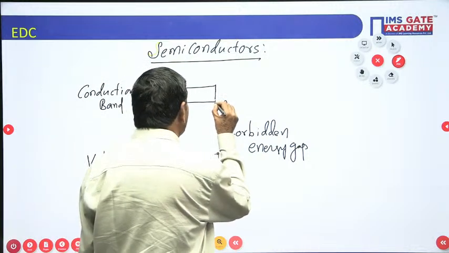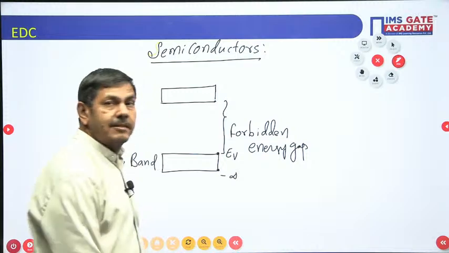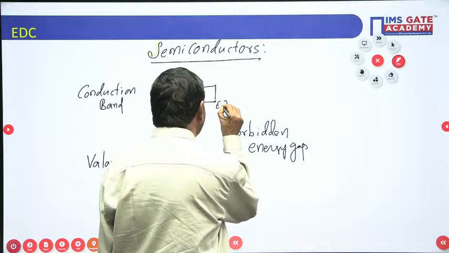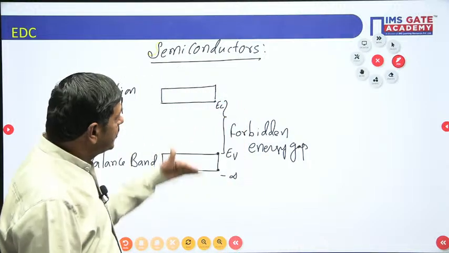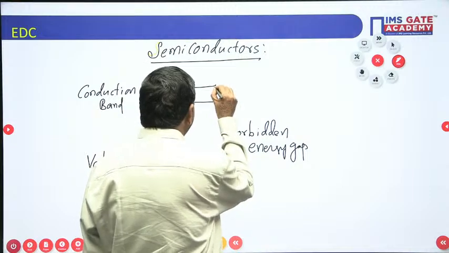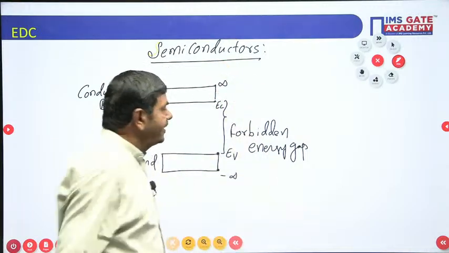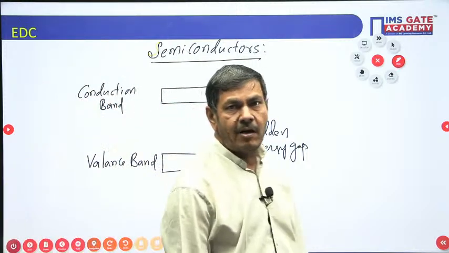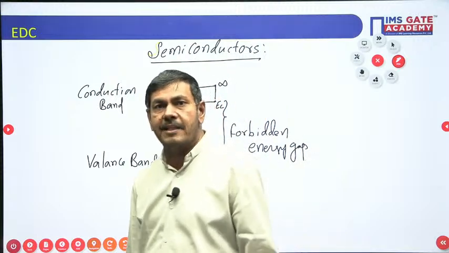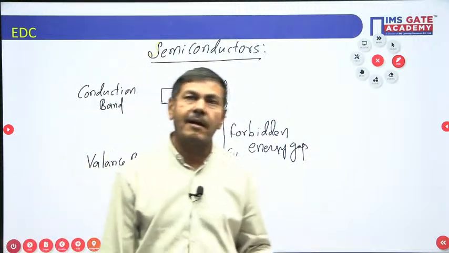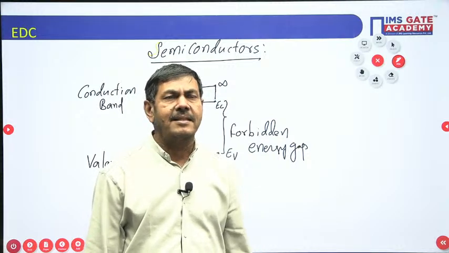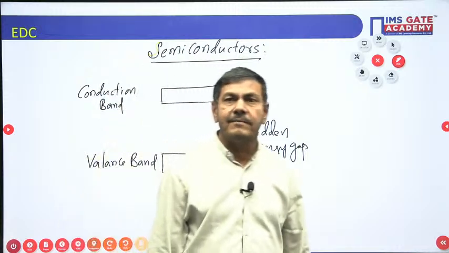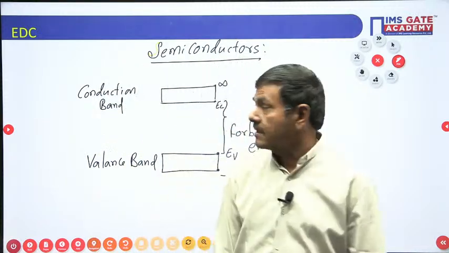The lower energy level of the conduction band is called EC, the conduction band energy. It slowly rises and reaches infinity. How do you define the valence band? The band which is filled with valence electrons is called the valence band. The band which lies above the valence band is called the conduction band.